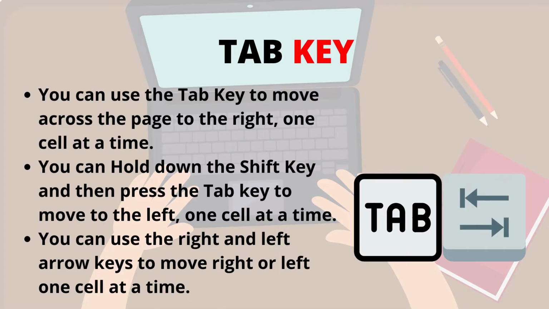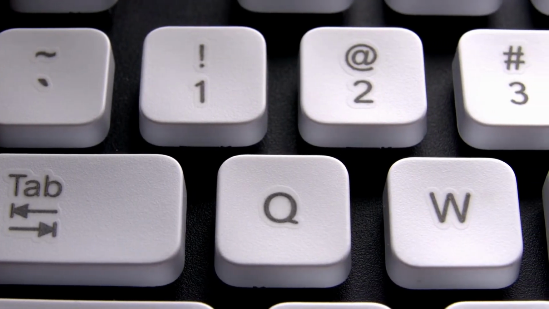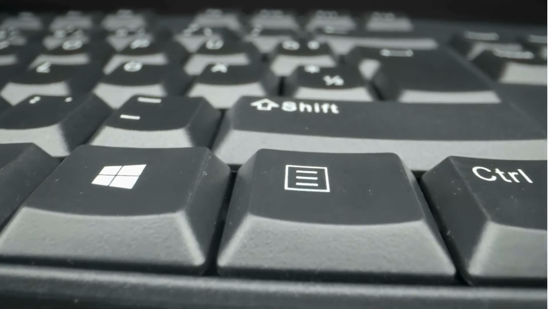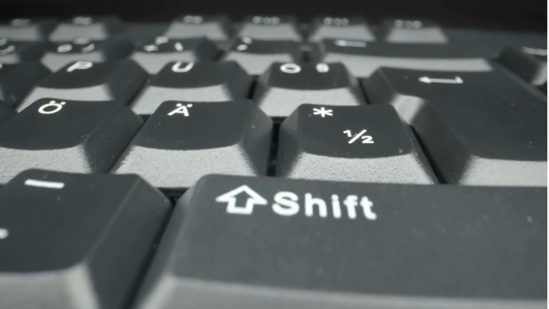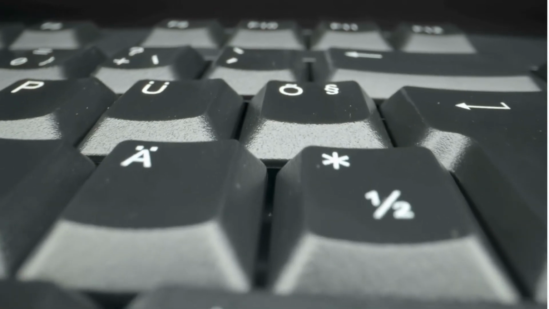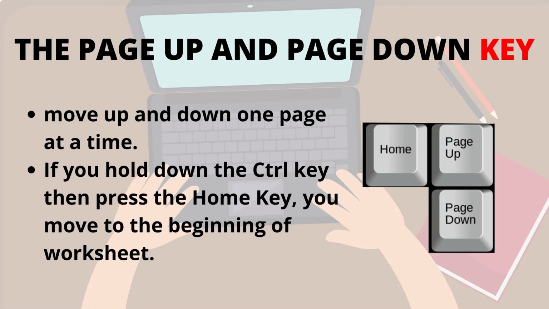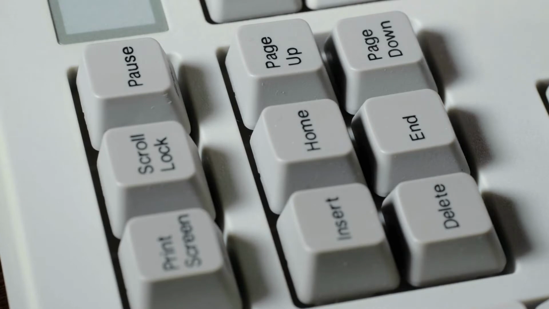Tab keys. You can use the tab key to move across the page to the right, one cell at a time. You can hold down the shift key and then press the tab key to move to the left, one cell at a time. You can use the right and left arrow keys to move right or left one cell at a time. The page up and page down key. Move up and down one page at a time. If you hold down the control key then press the home key, you move to the beginning of worksheet.